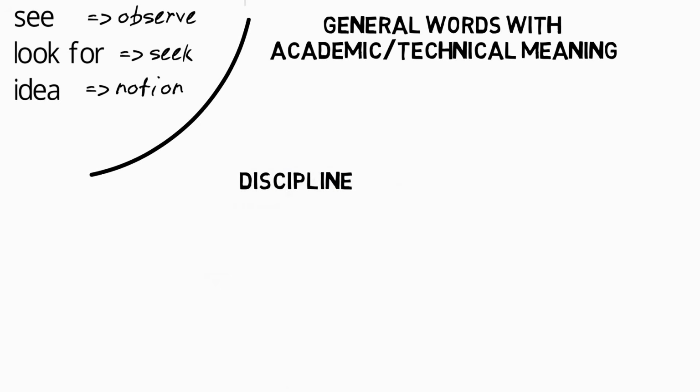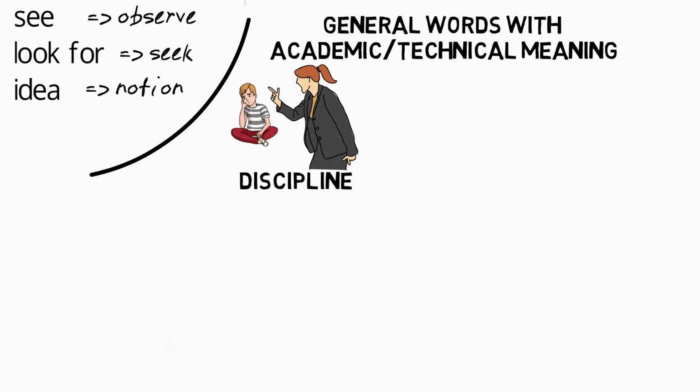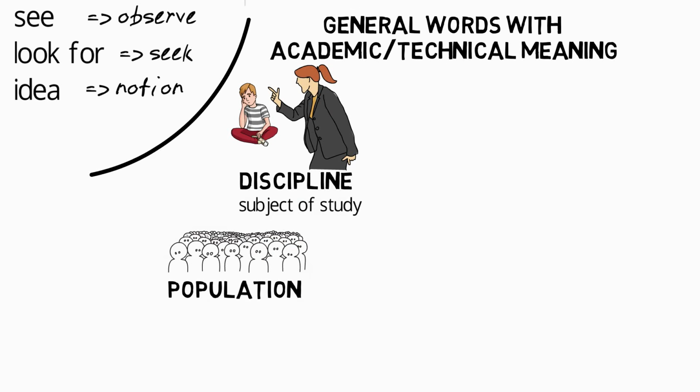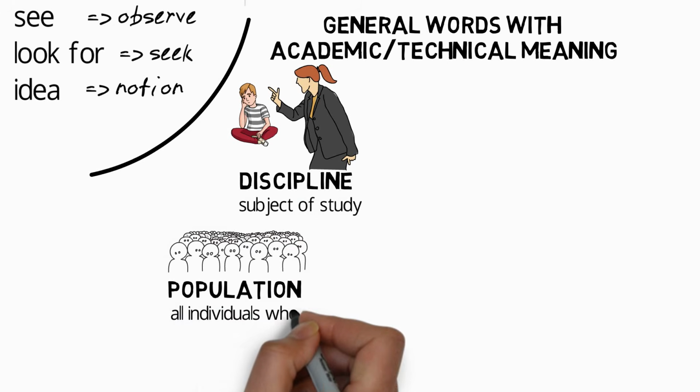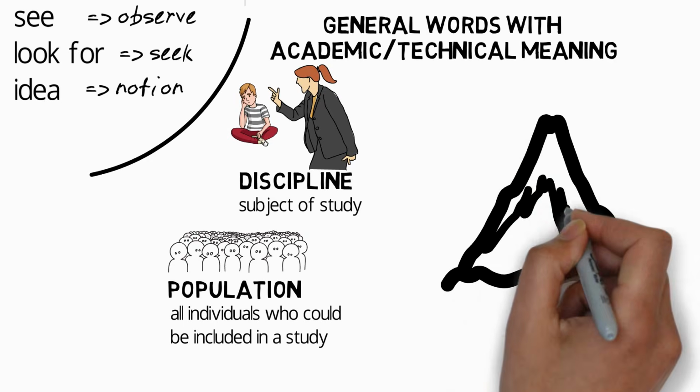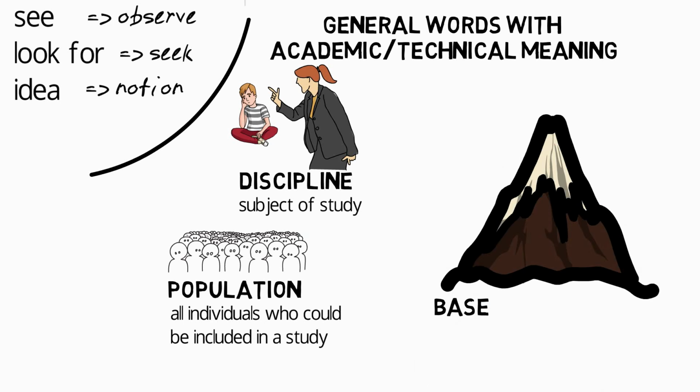For example, the word discipline, which means training people to obey rules, in academic English means the subject of study. Population, which is the number of people living in a country or region, in academic English means all the individuals who could possibly be included in a study or survey. The word base means the bottom of something, but in chemistry it's a technical term referring to a water-soluble compound with pH less than 7, which reacts with an acid to form a salt.